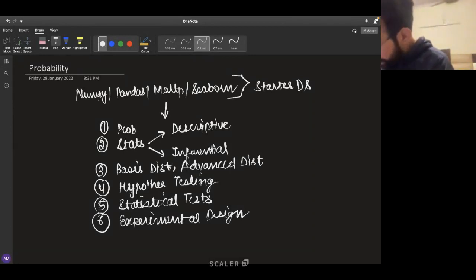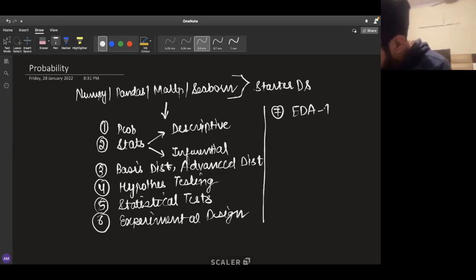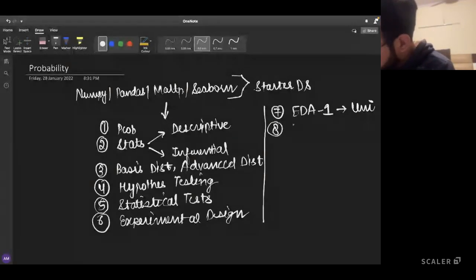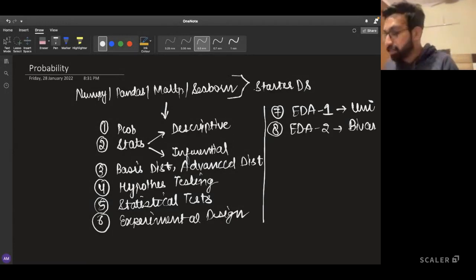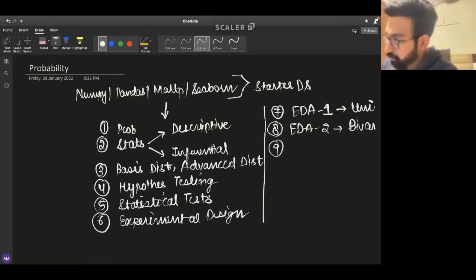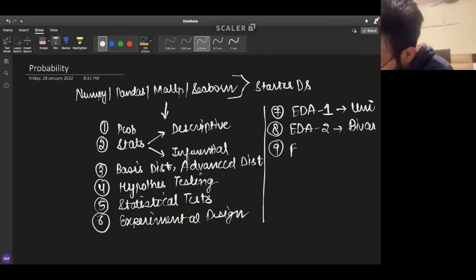Now, once we are geared with this, I think we'll come back here and we'll again do EDA 1, which is exploratory data analysis 1. Here we'll focus on univariate analysis. We'll do EDA 2. Here the focus will be bivariate analysis. If you don't know these things, it's okay. I'm just telling it to set an agenda for those who are willing to know what our plans are. Next, we'll do a lecture on feature engineering.